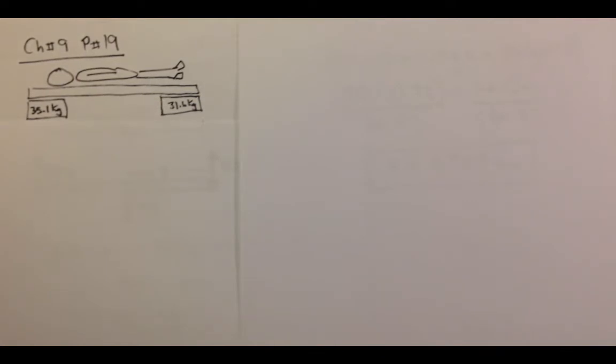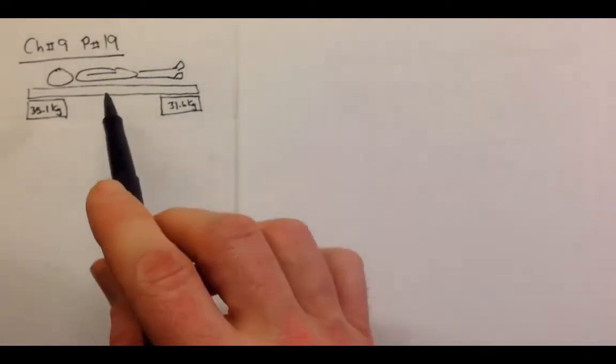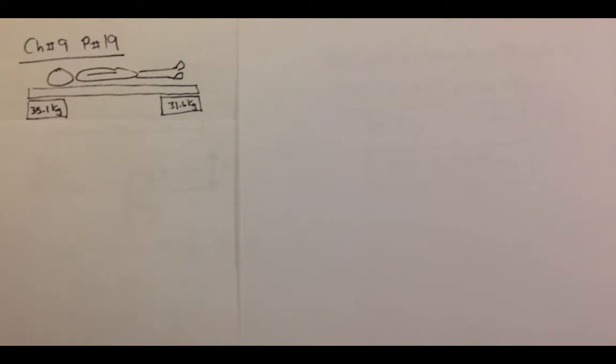Anyway, so different people have a different center of mass. Most people, it's about right in the middle of them. But here is a problem that asks about figuring out where the center of mass of a person is.